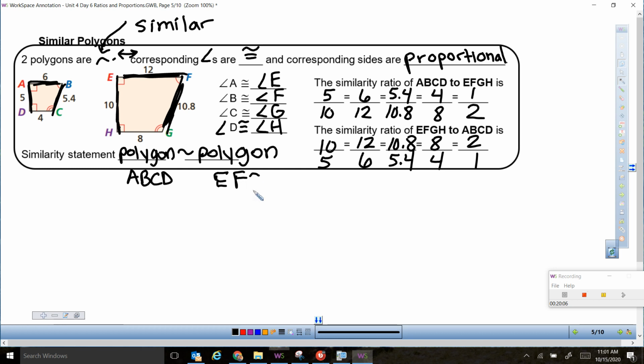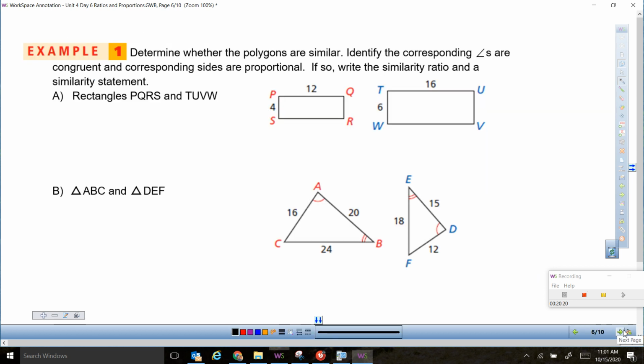E, F, G, H. So we use that little way to show that they're similar. So to be similar, they have to have the congruent angles, and then their sides have to be proportional. So they have to simplify to the same ratio. Okay, example 1, it says determine whether the polygons are similar, identify the corresponding angles are congruent, and corresponding sides are proportional. If so, write the similarity ratio and a similarity statement.